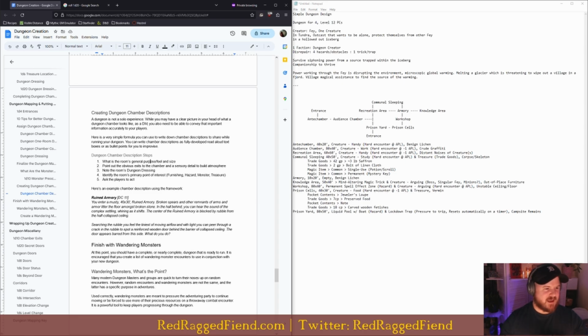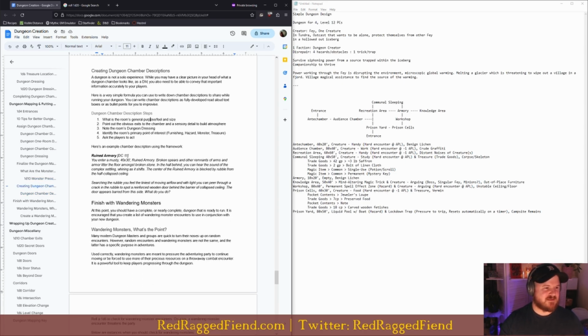And so we have the bottom, the ruined armory. This gives a very simplified overview of a chamber description that I might make. I have bolded this is the ruined armory, the one room, right? The one DC room, DC 11.